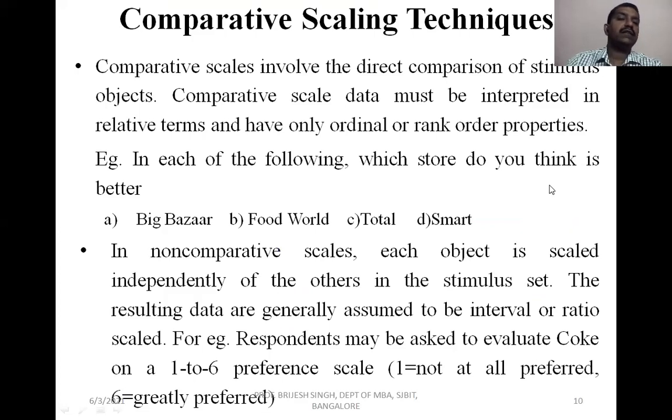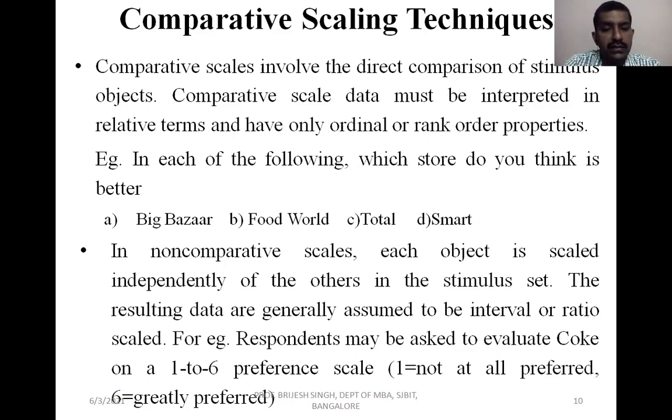Quite obviously, comparative scales always go with a direct comparison of the stimulus objects. Comparative scale data must be interpreted in relative terms and have only ordinal or rank order properties. Like, which store do you think is better? Here you may be asked: is it Big Bazaar, Food World, Total, or Smart? All your options are there, and you are going to select which one you like the most. Based upon that, it goes for comparative scaling.